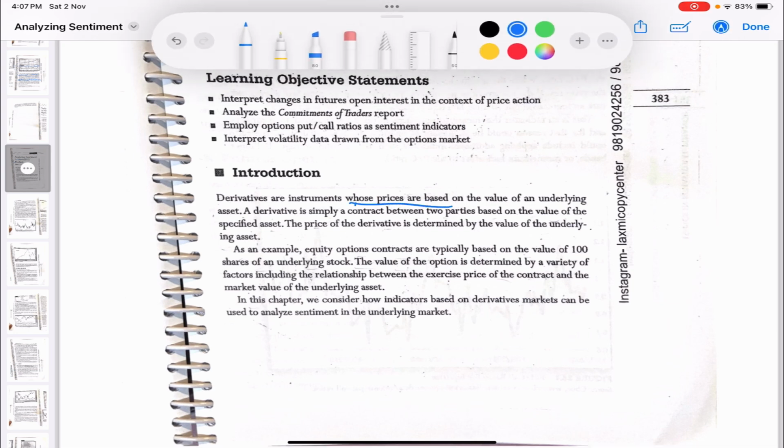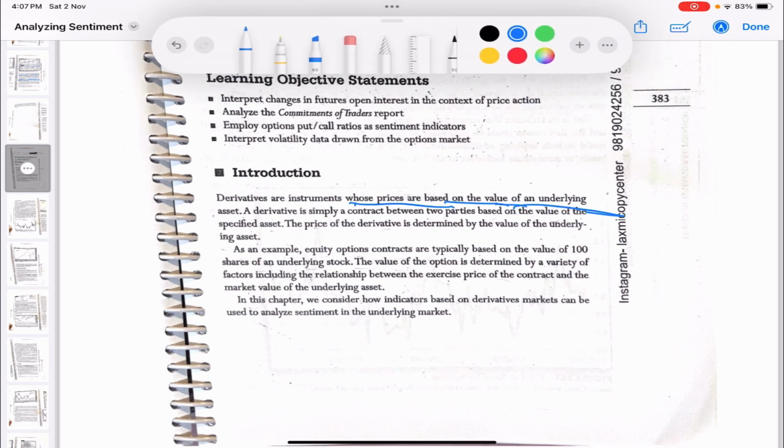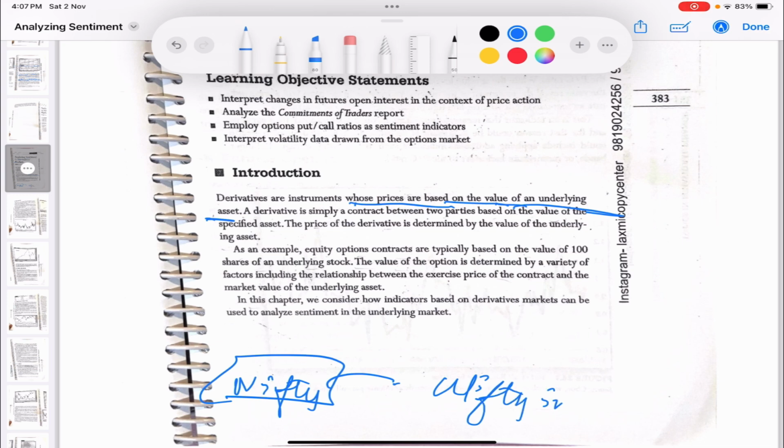Derivatives are instruments whose prices are based on the value of an underlying asset, right? So if I'm trading Nifty options or Nifty futures, then my underlying is basically the Nifty index. If I'm trading S&P 500 options contracts, then my underlying is the S&P 500 index. So that's what it is.